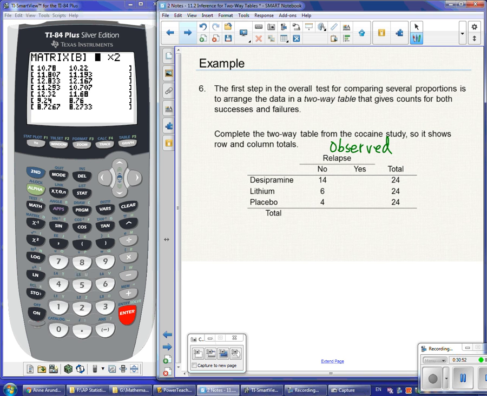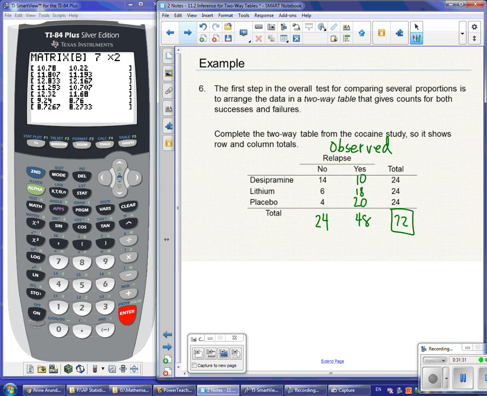And we need to be very careful because anytime we're doing a chi-square test, we are always dealing with the observed counts. And sometimes you're going to be given proportions, so you actually have to multiply it out. So we know what I observed is that 14 people in my desipramine group did not relapse. That means that 10 of them did. And in my lithium group, if 6 did not relapse, that means 18 did. And in the placebo group, if 4 didn't relapse, that means that 20 did. And if I go ahead and put my totals down here, I've got 24, 48. There were 72 people total.